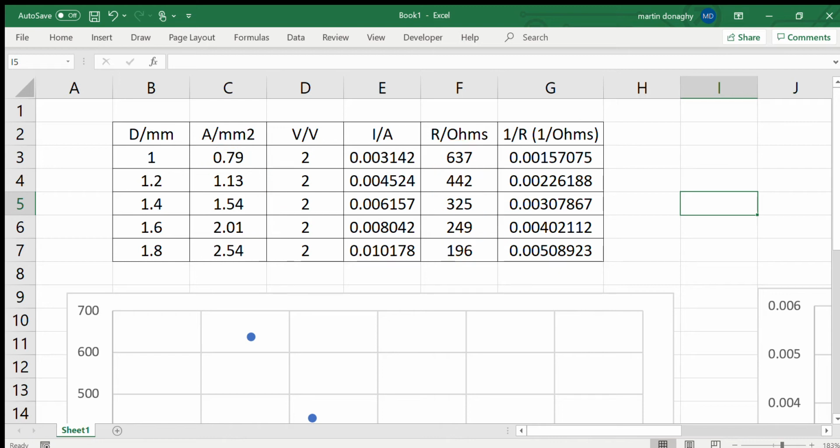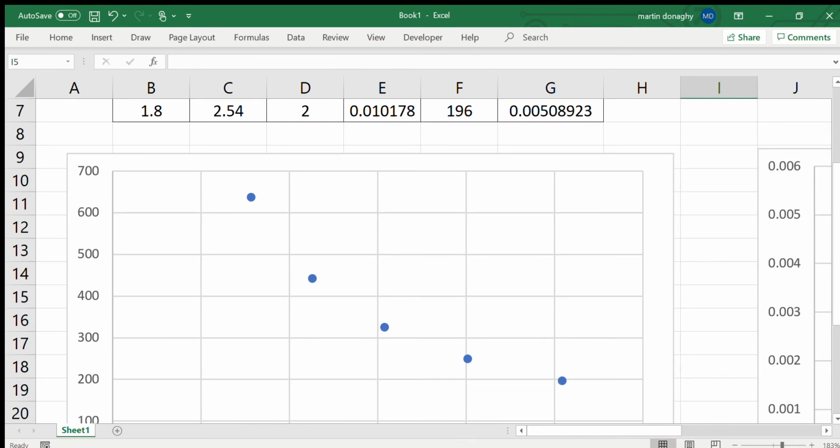So you should have done pi r squared, so you had to divide the diameter by 2 first of all to work out that column. You should have done V divided by I to work out this column. And from that, we can plot our results.